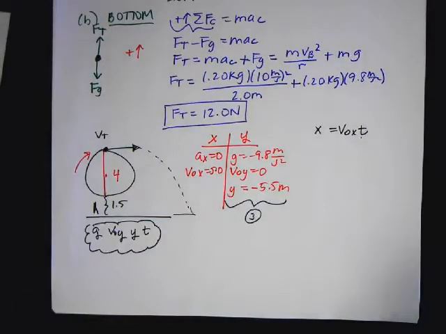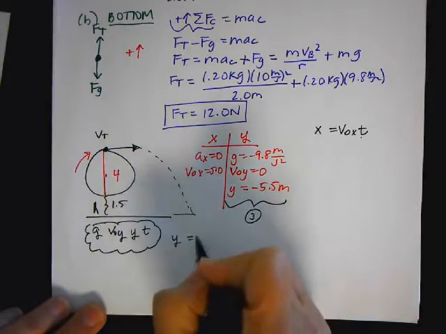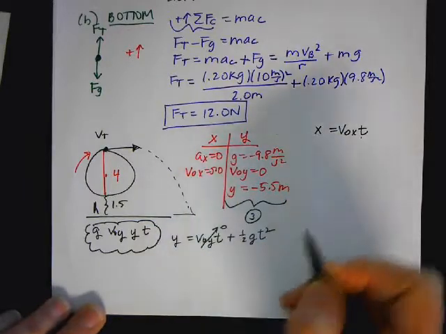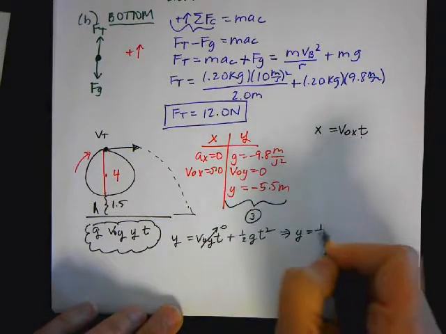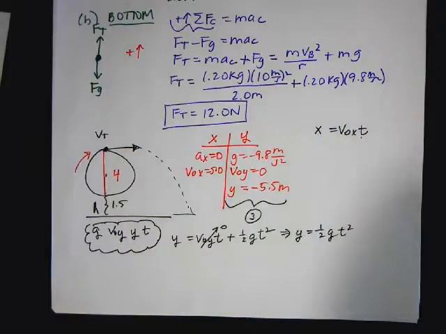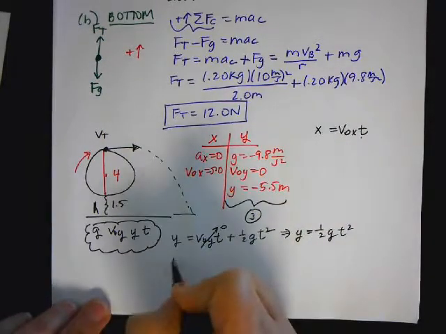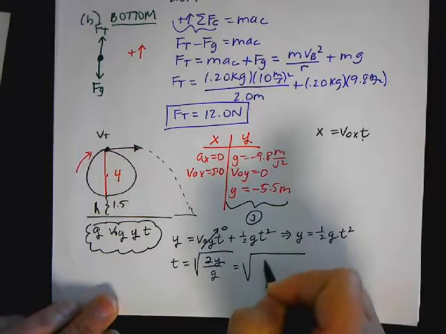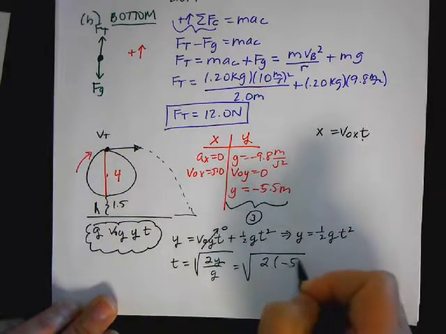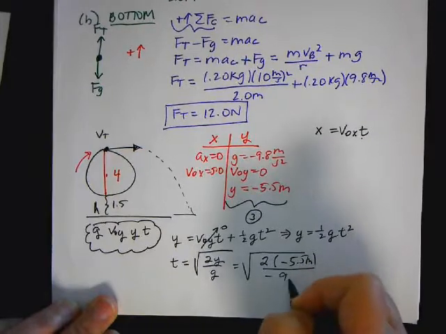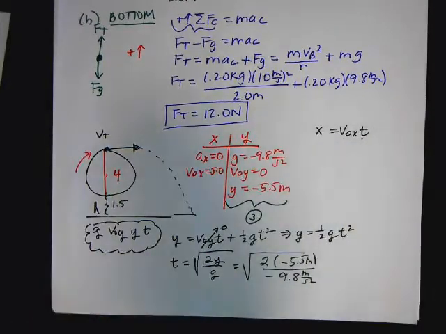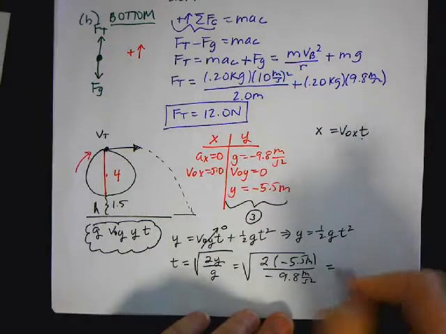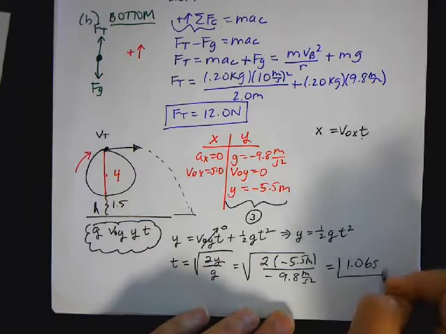So I'll say, well, which equation has those 4 variables? Well, that's y is equal to v naught y t plus 1/2 g t squared. V naught y is 0. So y is equal to 1/2 g t squared. I'm going to rearrange the equation to solve for the unknown in terms of the known. So t is equal to the square root of 2y over g. So that's equal to the square root of 2 times negative 5.5 meters over negative 9.8 meters per second squared. So the negative in the numerator cancels with the negative in the denominator, so I don't have a negative under a radical, and the time comes out to be 1.06 seconds.